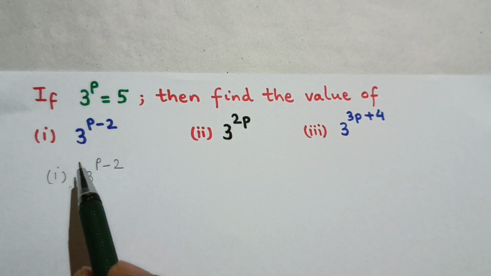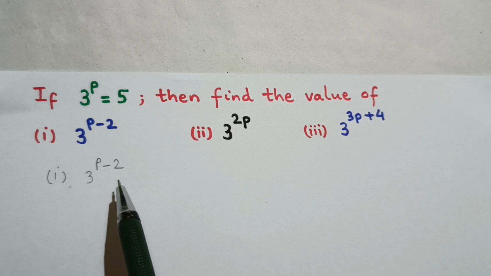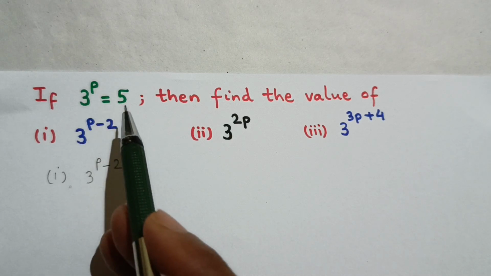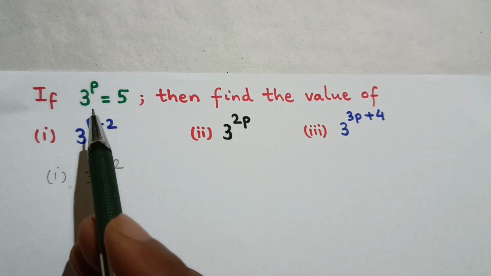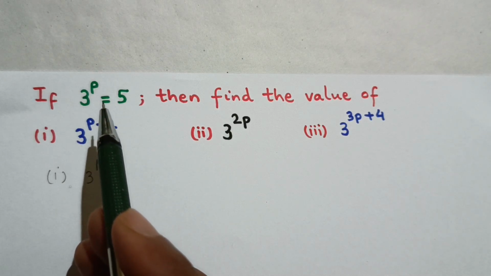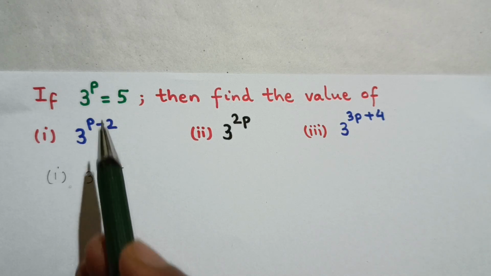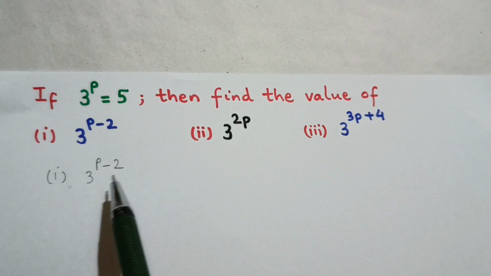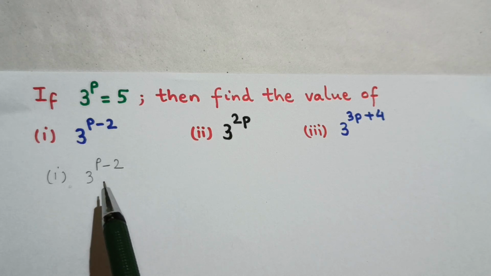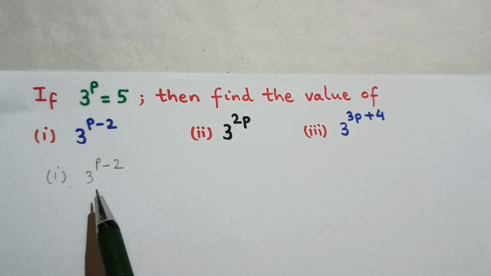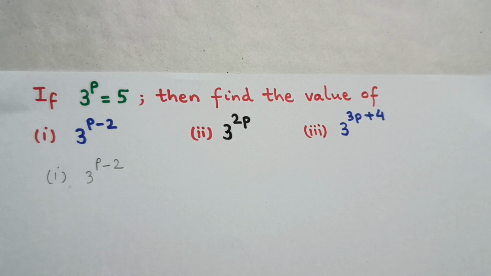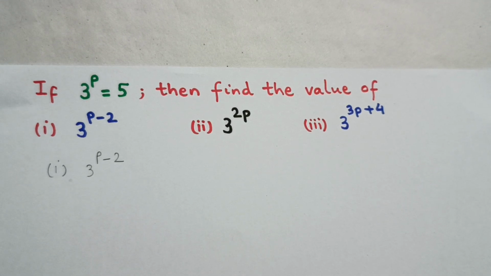So right now I can't directly substitute this given information over here and find the value of this expression. So I have to write this expression in another way such that I can substitute this value over here and find the value of this expression. So how can we do that? 3 to the power p minus 2.